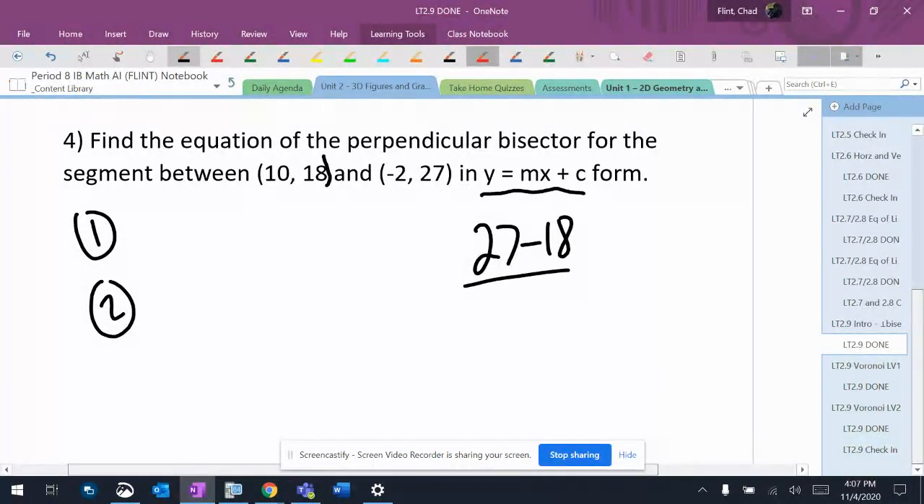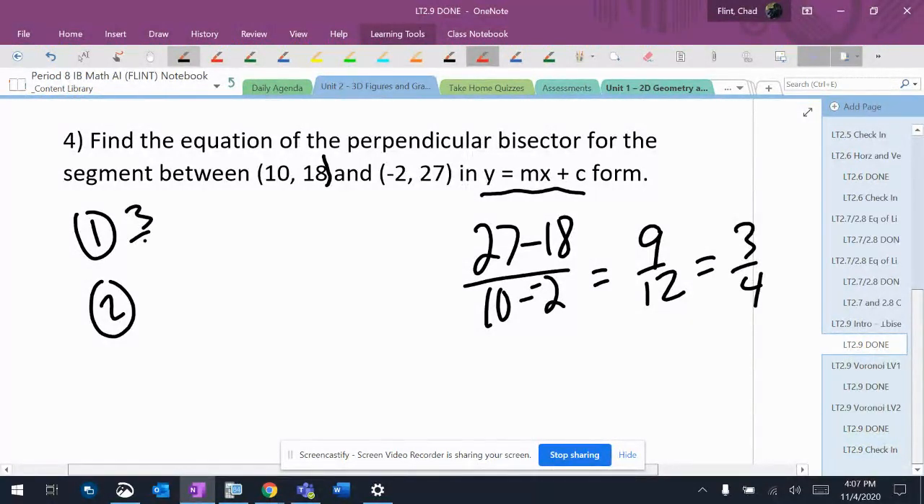27 minus 18 over 10 minus -2. That's 9 over 12. Yeah, both positive, which if you do in the calculator will give you 3 over 4. So to make it perpendicular, flip it, put a negative in front of it.